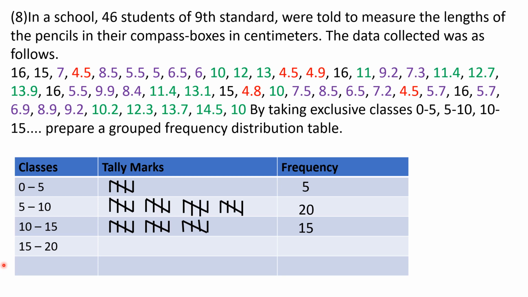Okay. Now the last class, that is 15 to 20. Here 15 to 19.9 will be considered from the data. Can you see the numbers in black? These will be in this class: 16, 15. So how many are there? 1, 2, 3, 4, 5, 6. Total 6 are there. So you'll put 6 tally marks, 3, 4, 5 and 1, 6. We'll write down 6 over here.